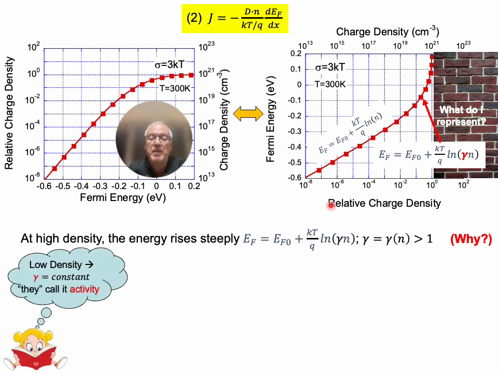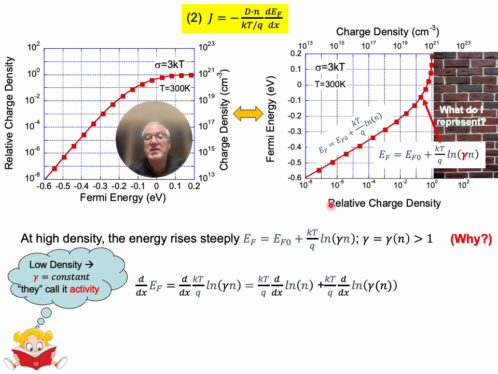And it's important to know also that in electrochemistry, the gamma is called the activity coefficient, and the Nernstian regime is identified by the fact that gamma is independent of the charge density. But if it is dependent, then when we take the derivative, we have an extra term, which is due to the fact that gamma now depends on the charge density.